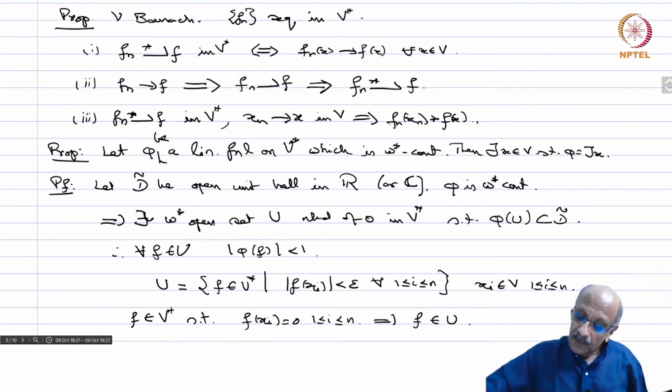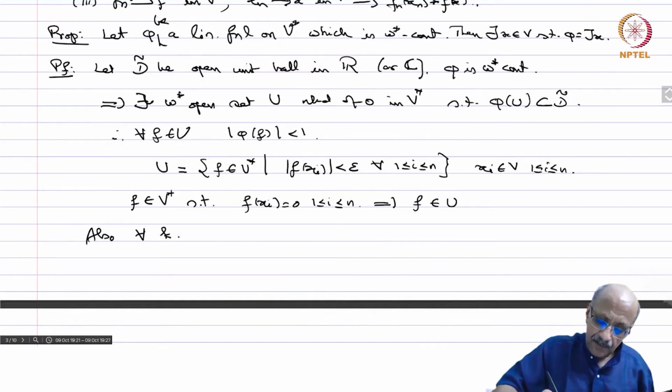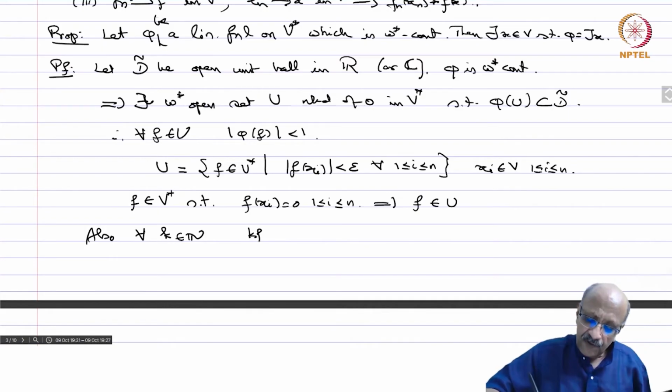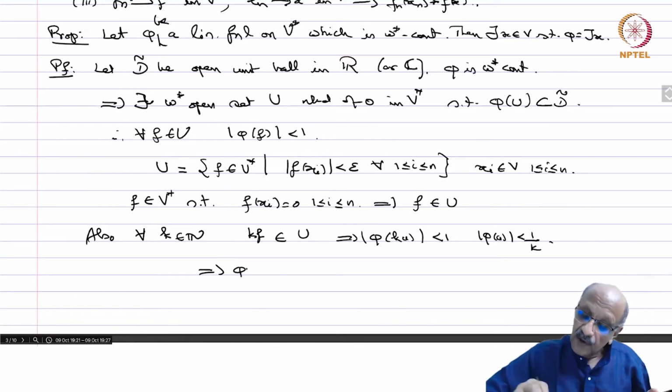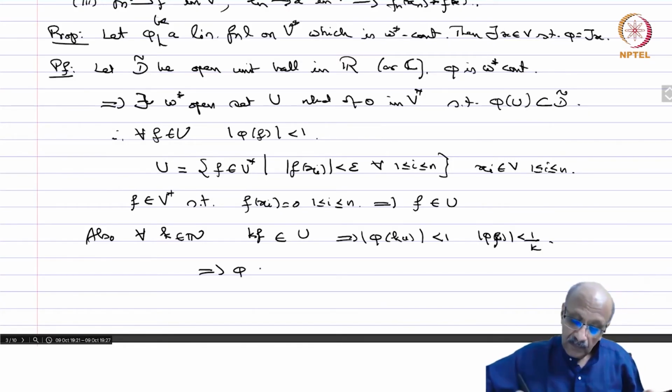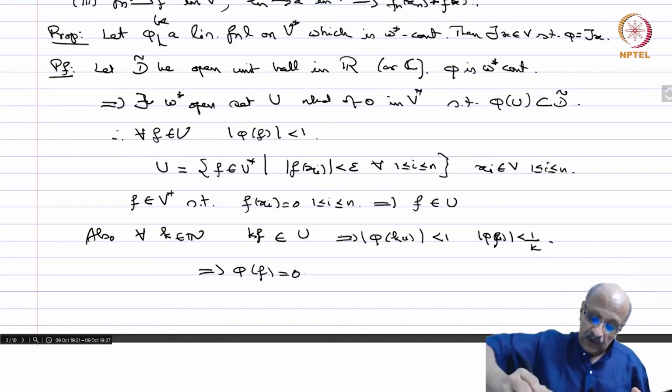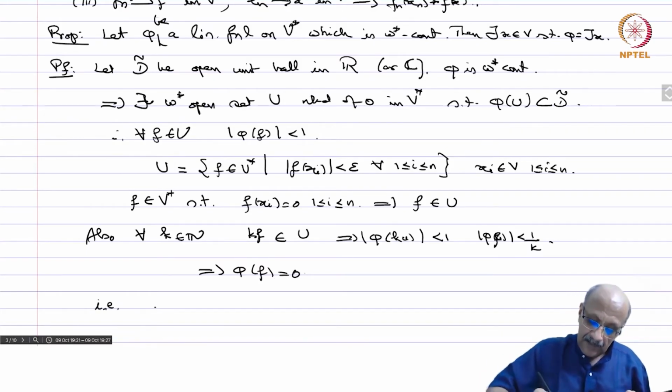And then also, for every natural number k, k times f also belongs to U, because k f of xi is k times f of xi, and that also is less than epsilon. And this implies that mod phi of k f is less than 1, so mod phi of f is less than 1 over k. And this implies that phi of f equals 0. So if f of xi equals 0, we have shown that phi of f equals 0. That is, the intersection of kernel jxi, i equals 1 to n, is contained in kernel of phi.